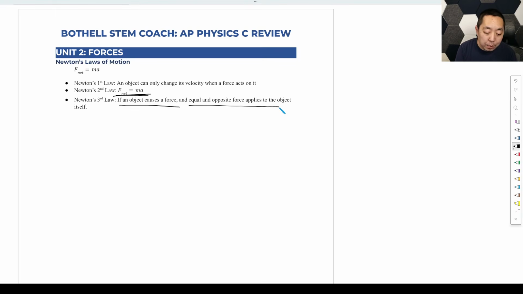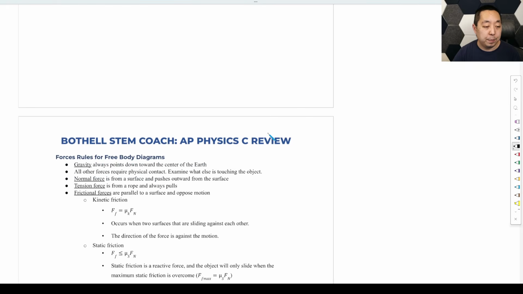So if object A acts a force on object B, then object B acts a force on object A, equal and opposite. It's the other object. It's never the same free body diagram. It's not on one free body diagram that both forces exist and cancel each other out. It's always the external object that experiences the force. So the earth pulls on me, I pull on the earth with gravity, okay?